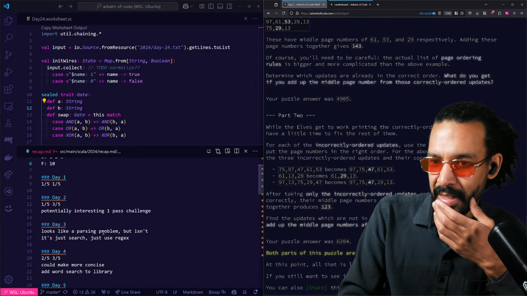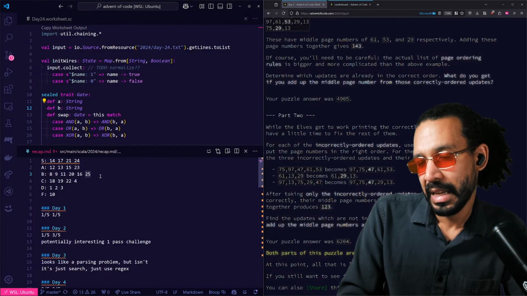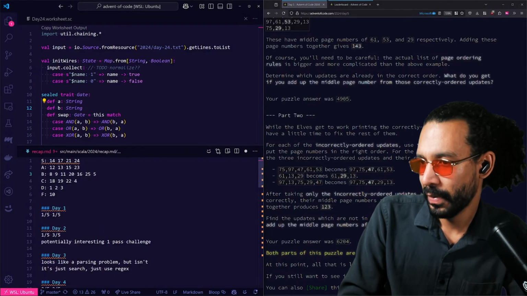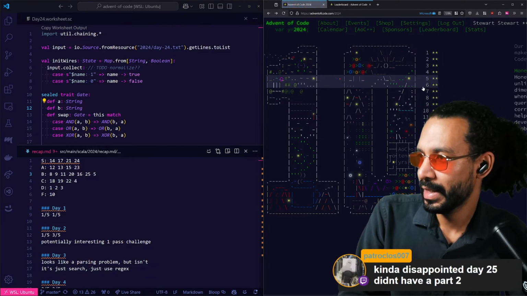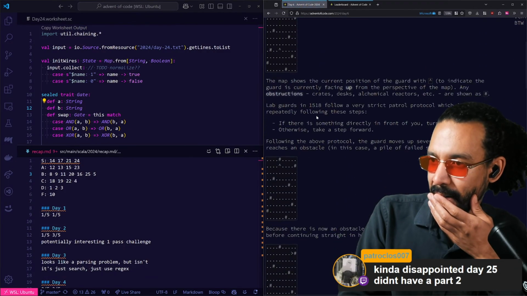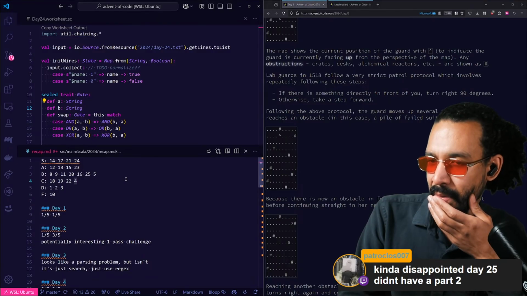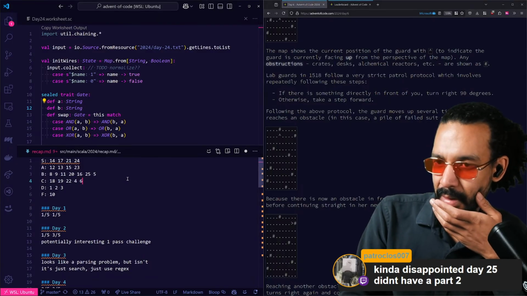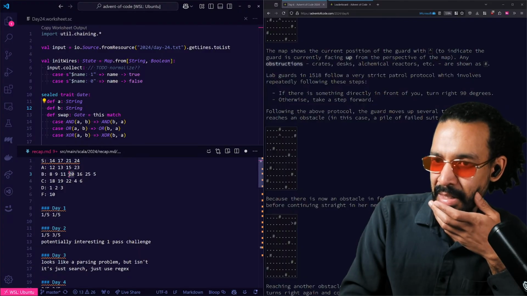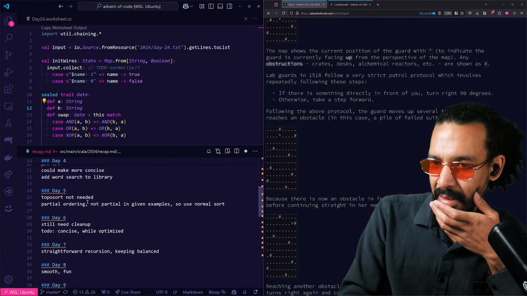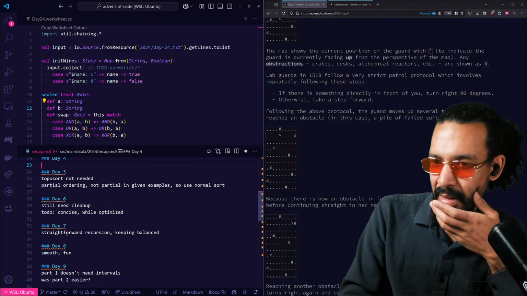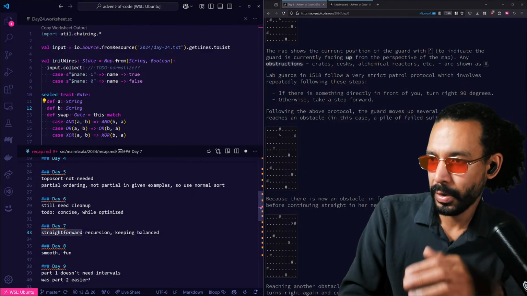Oh, 5 was interesting. That was kind of fun. I could put that in B. And 6, with the guard moving around. Like these are fuzzy, could take more thought. 7 was a straightforward recursion.